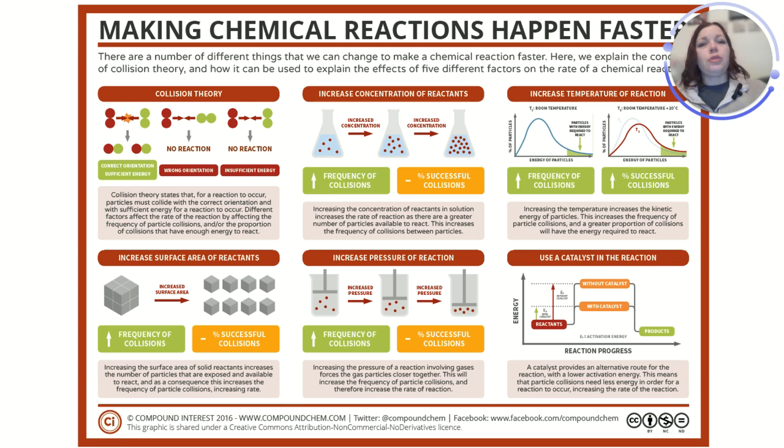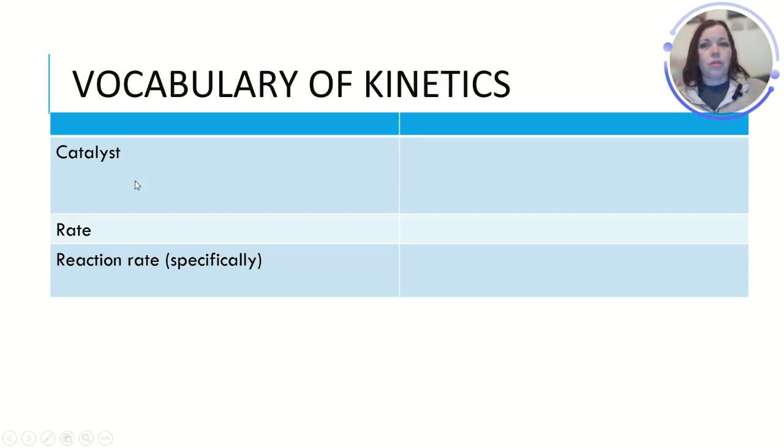Essentially, what you need to know at this point is that in order for a reaction to occur, you have to have particles collide. They have to collide in the correct orientation and with sufficient energy. But again, we'll come back to that later in Unit 5.